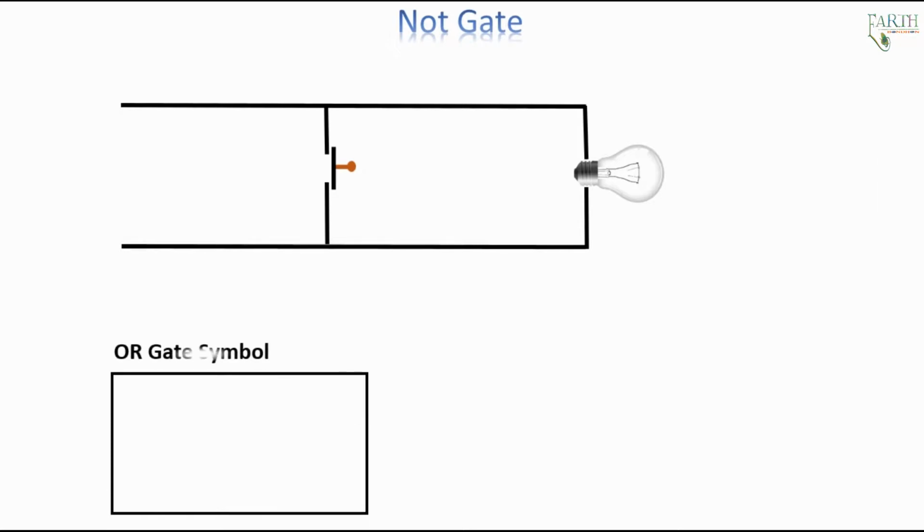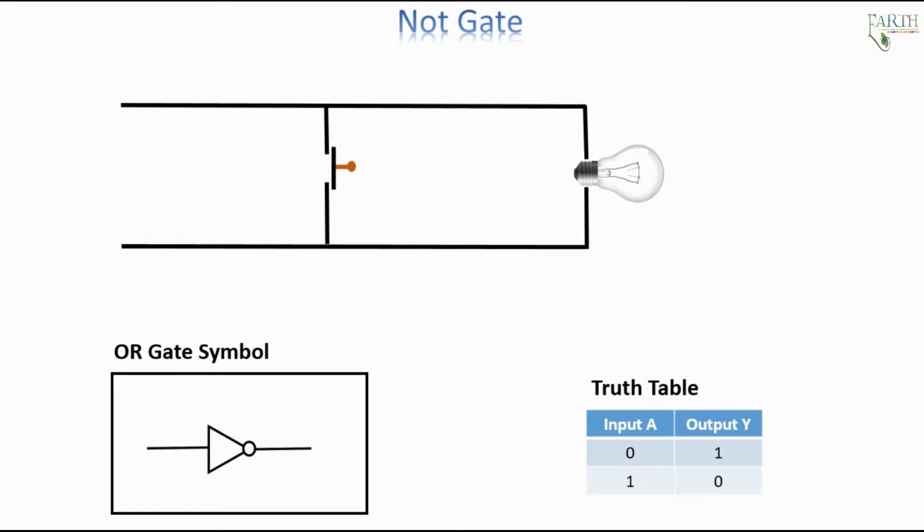NOT gate circuit diagram drawing. Output Y light. Input A. NOT gate symbol. NOT gate truth table.